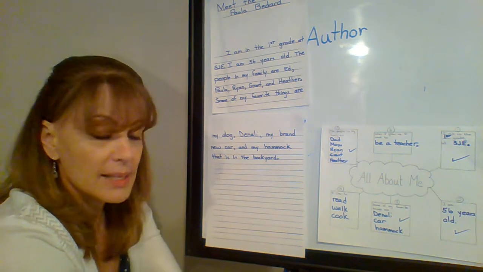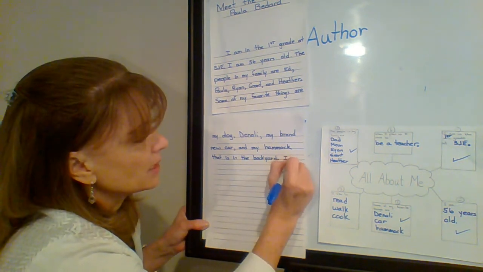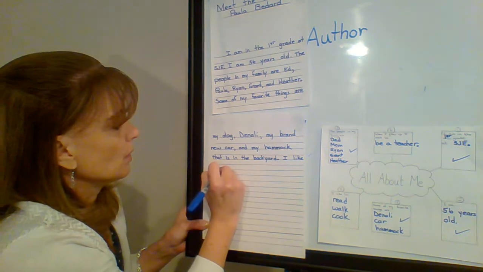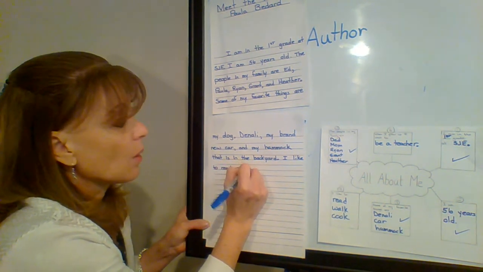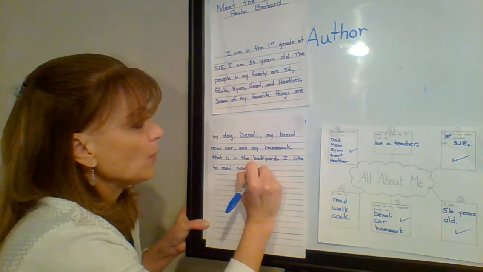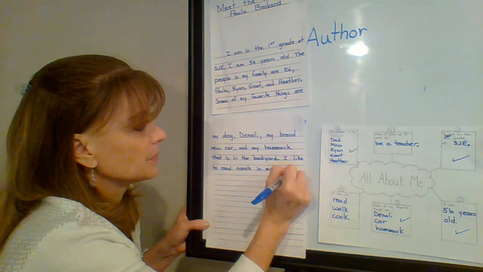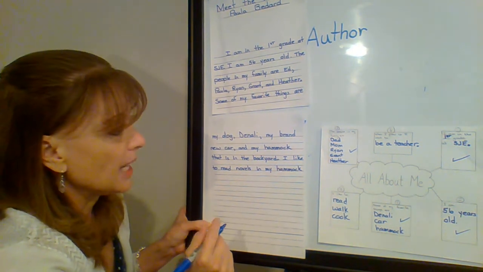So when you come back to number 5, here's the period. I start right afterwards. I like to read novels. What kind of books and where? In my hammock. I like to read novels in my hammock.